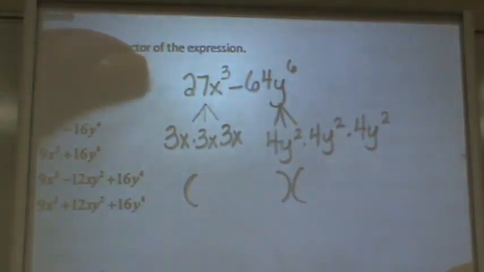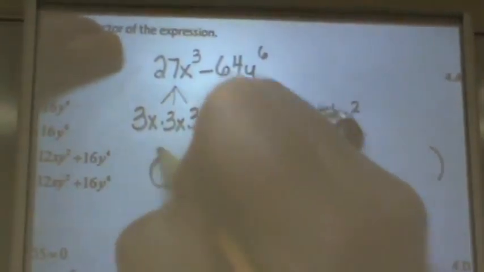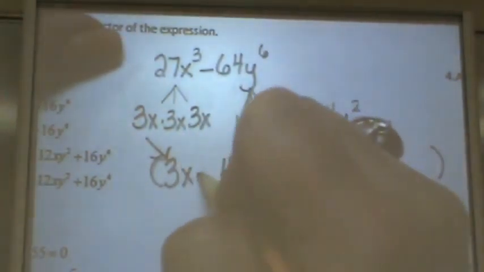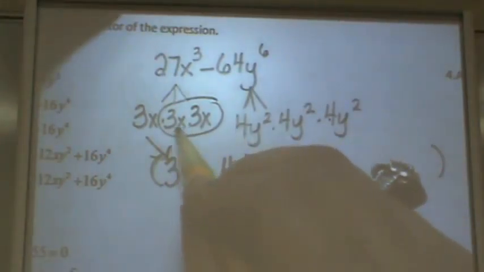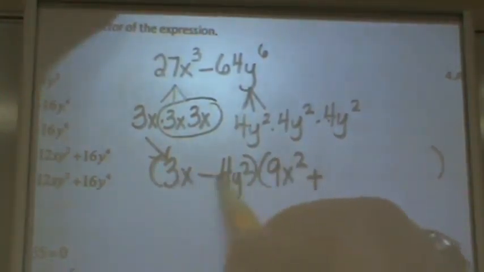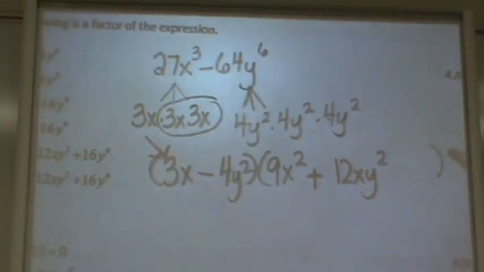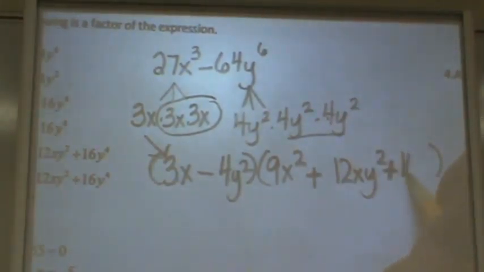So what you're going to have here, you're going to pull one of each of these into the binomial. So a 3x and a 4y squared with whatever that sign is. Then these two get multiplied together. 3x times 3x is 9x squared. Switch the sign, multiply these two together. So 12xy squared. And then the last is going to be a plus sign, and you multiply 2 together, so 16y to the 4.